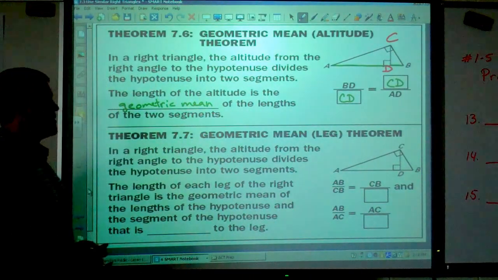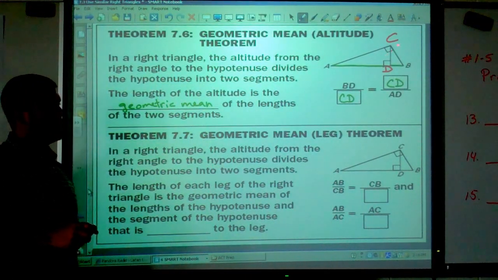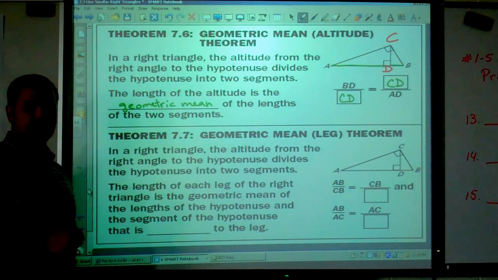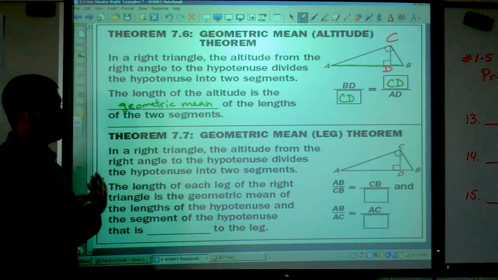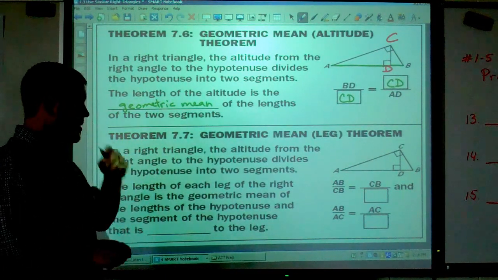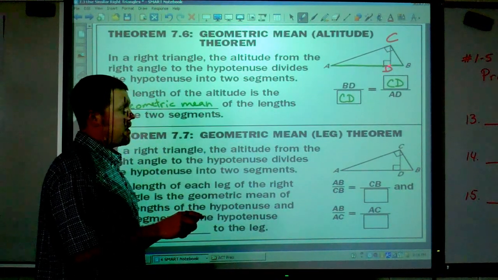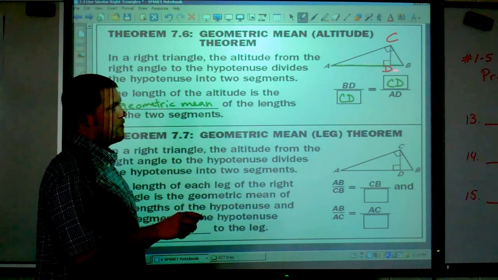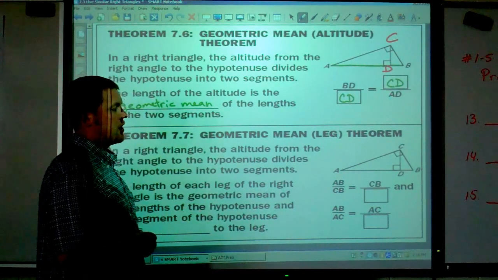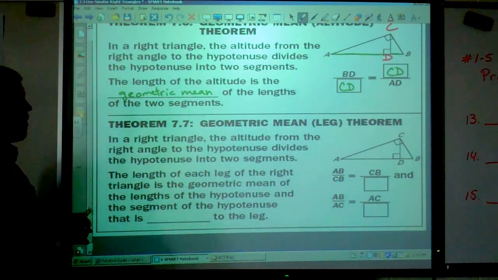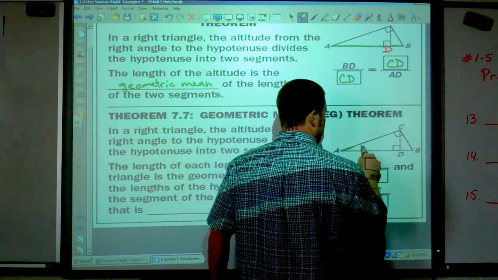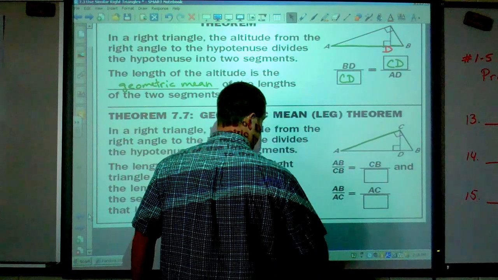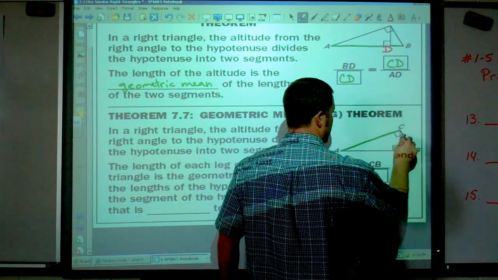Okay? And these two theorems here are talking about the altitudes, alright? The three different altitudes in a triangle, and all three of them are going to be the geometric mean of some pieces of these triangles. And the altitude that intersects the hypotenuse, it is the geometric mean of those two pieces, segment BD and segment AD. Alright? Now, the other altitudes are legs of our right triangle. And again, we're talking about our original right triangle.